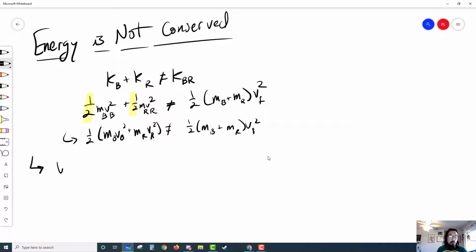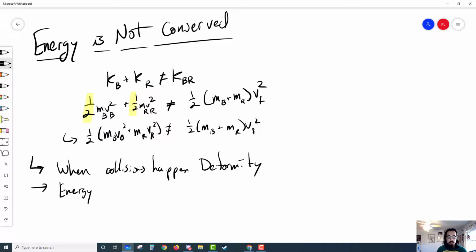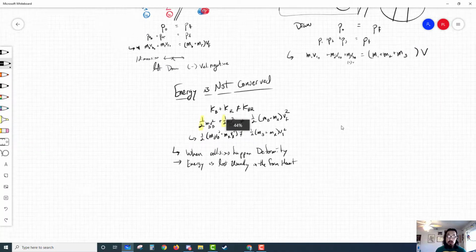And the reason why is that when collisions happen, there's some form of deformities. Deformities occur, and deformity just simply means that the object kind of bends in a little bit or mutates a little bit, and so the object doesn't retain its shape. Okay, and when collisions happen, energy is lost. Usually energy is lost in the form of heat, and this is something that we know because you could try this with me: if you were to clap your hands together, the more that you clap your hands, the more heat is generated. And we always say that heat is unusable energy, and it is energy that is lost. So energy is not conserved.